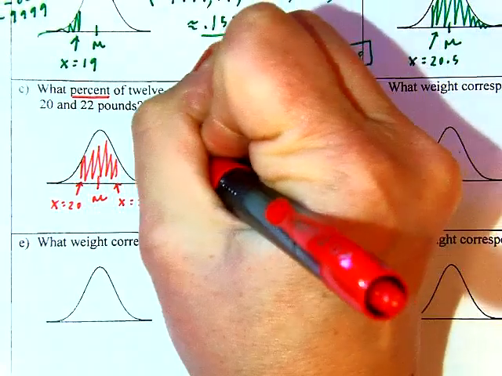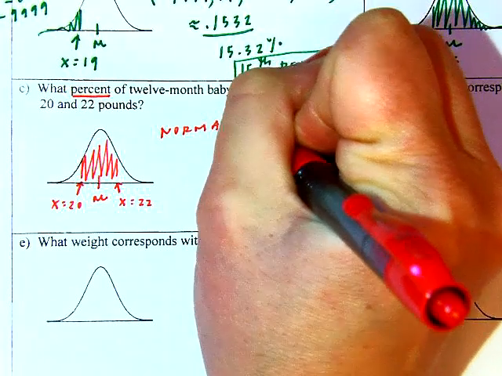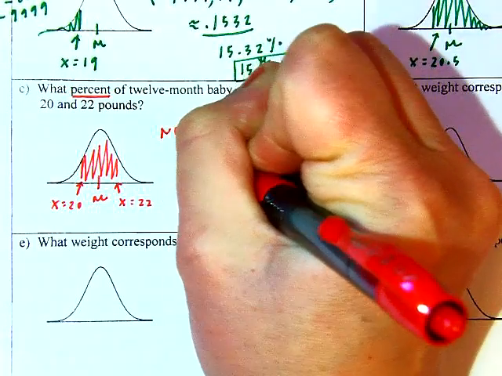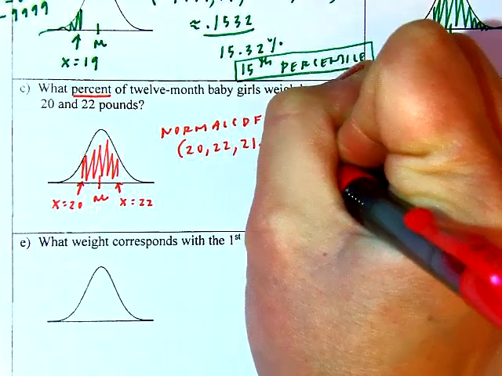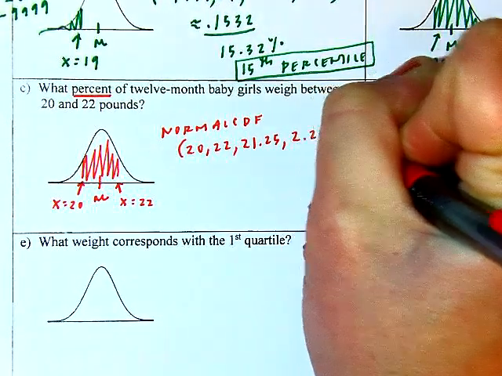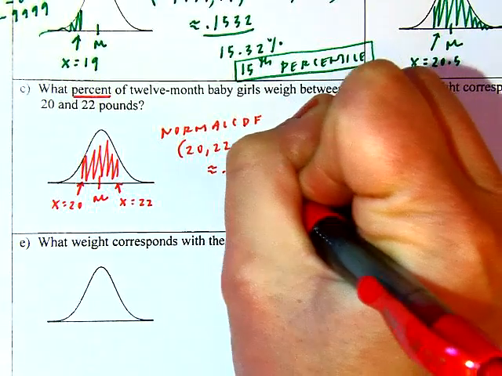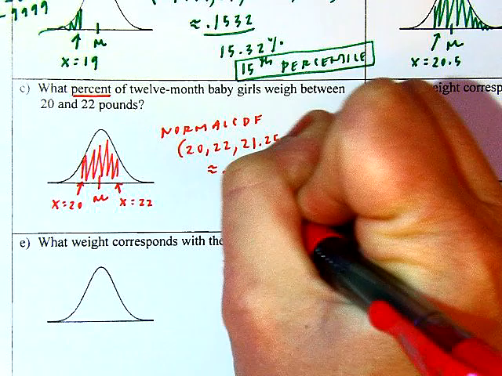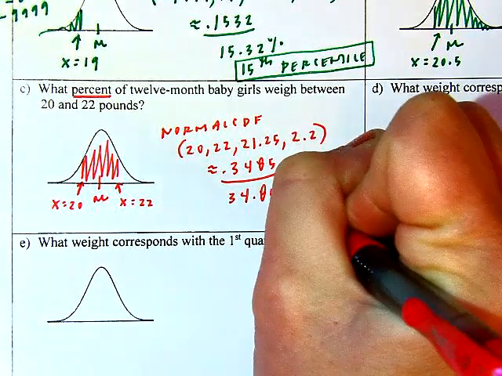So my keystrokes here would be normal CDF, 20 to 22, mean 21.25, standard deviation of 2.2. I'm just going to tell you what it is, 0.3485 or 34.85%.